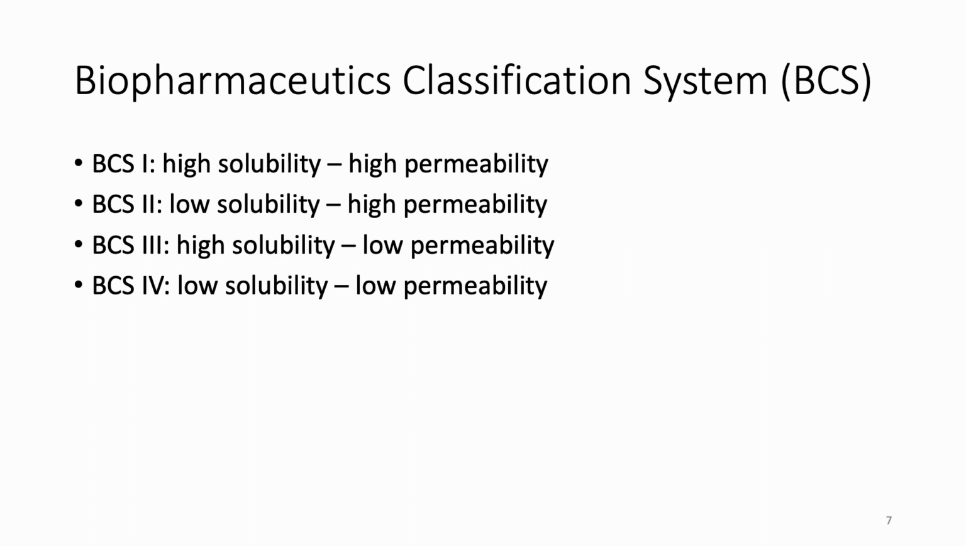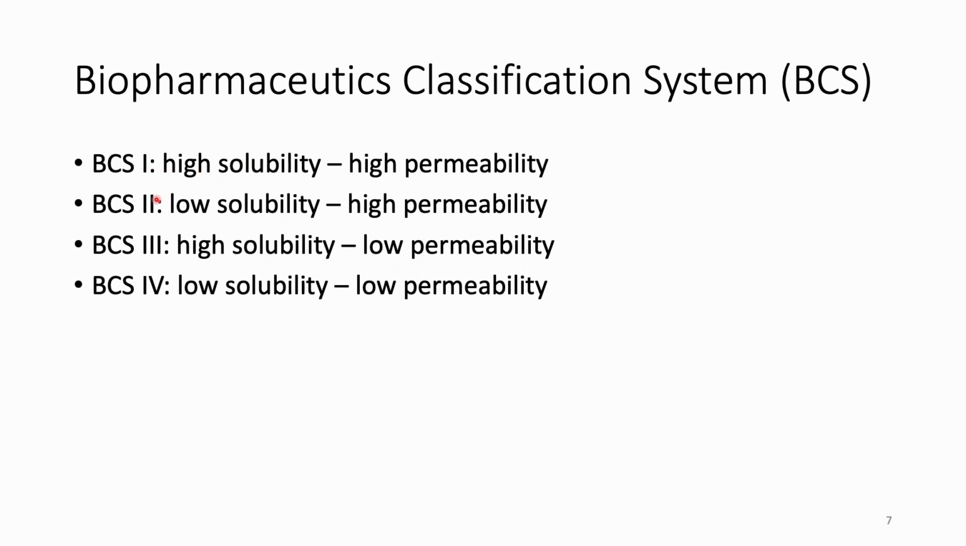In biopharmaceutics, drugs are classified into four categories. BCS1 is a drug with high solubility and high permeability. For this kind of drug, both dissolution and permeation are favorable and easy, so there is almost no rate limiting step. Unfortunately, not a lot of drugs belong to BCS1.